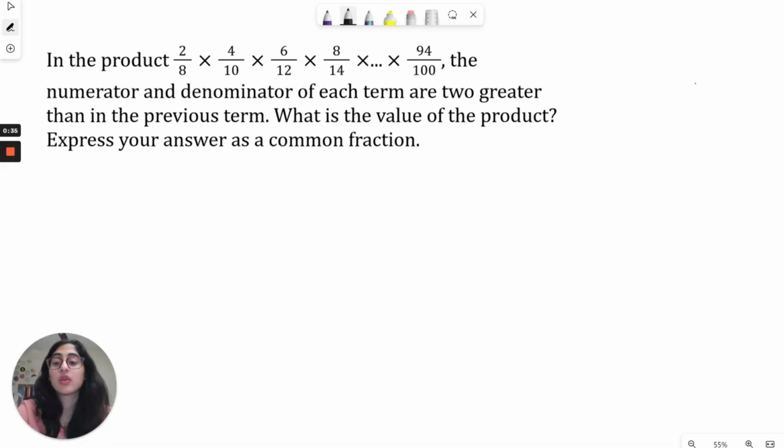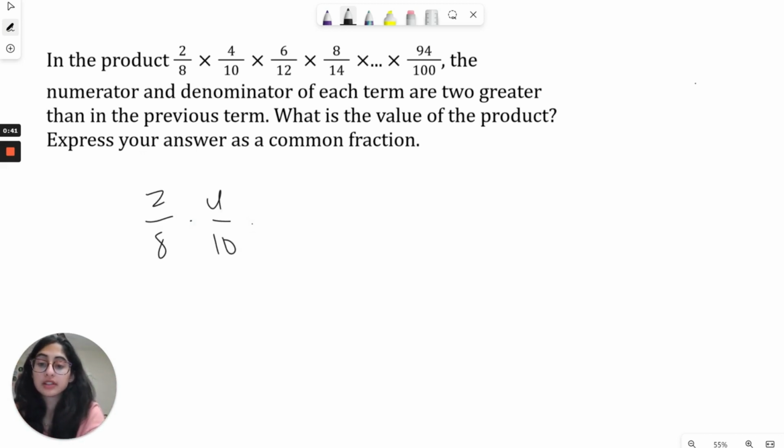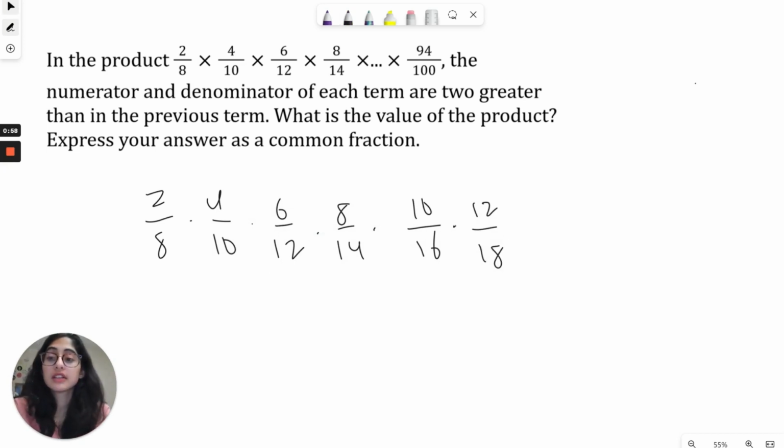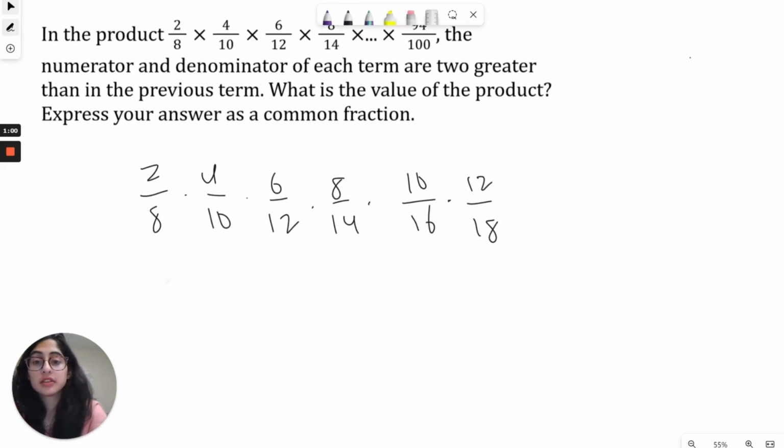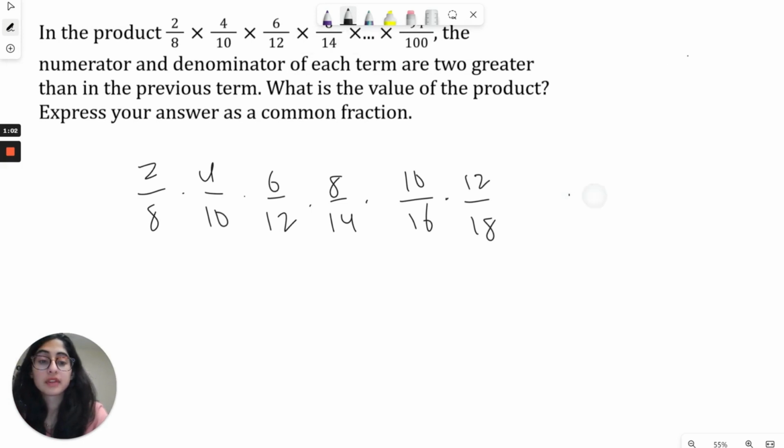Now these aren't the only fractions. The ones shown, they're not the only ones we're multiplying. We're doing 2/8 times 4/10, then we got 6/12, and then 8/14, and it just keeps going. We got 10/16, we have 12 over 18, and this literally just continues all the way up until we get to 94 over 100.